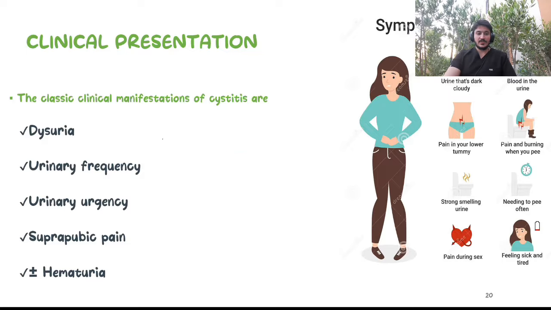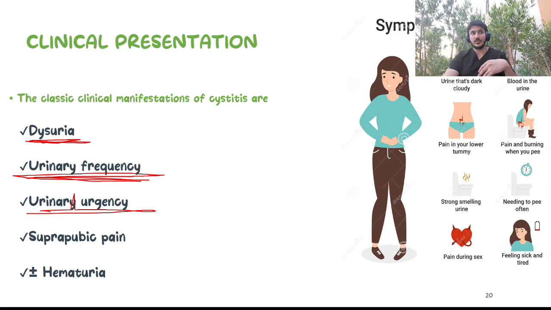So how does the patient present? They will present mostly with dysuria, which is a burning sensation or pain with urination. Also, we have urinary frequency, which is going to the bathroom a lot. Urinary urgency, which is always feeling the need to go to the bathroom, even if you are not peeing. And suprapubic pain, which is around the bladder, which makes sense. If you have an infection of the bladder, you're going to have pain around the same area. And sometimes you can have hematuria, which is blood in the urine.